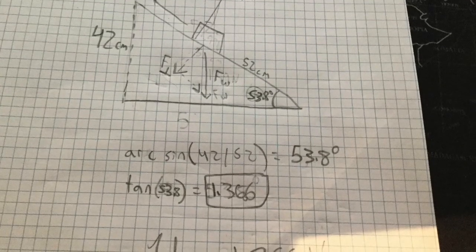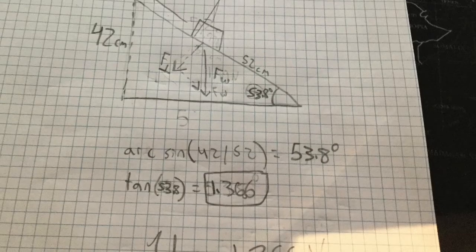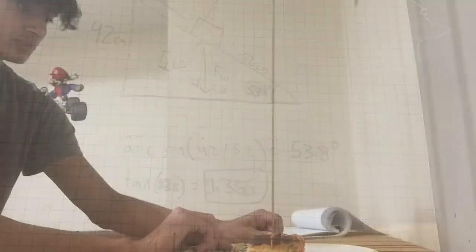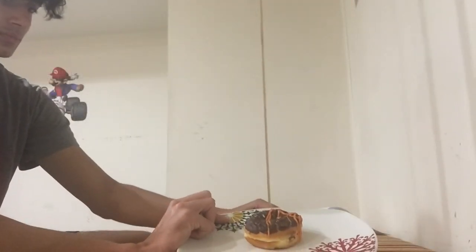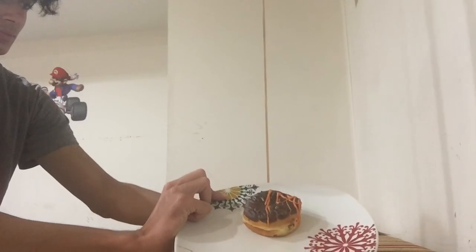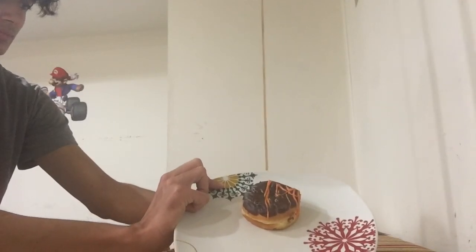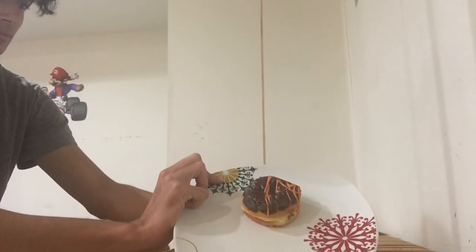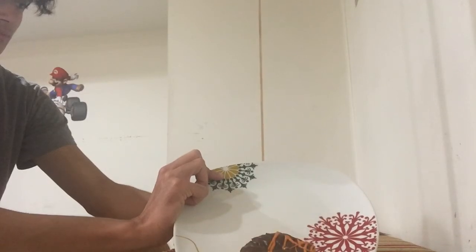The coefficient of static friction is a measure of surface roughness and depends on the objects, like the donut on the plate here. As you can see, I'm measuring the friction of the donut sliding down the plate.